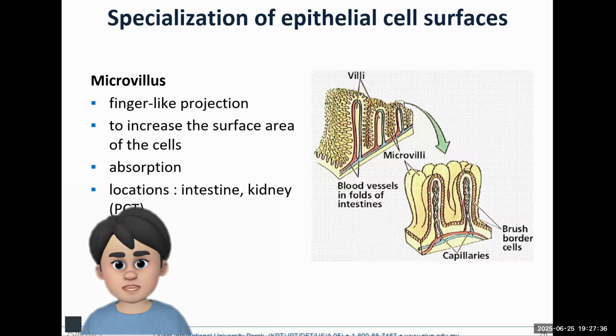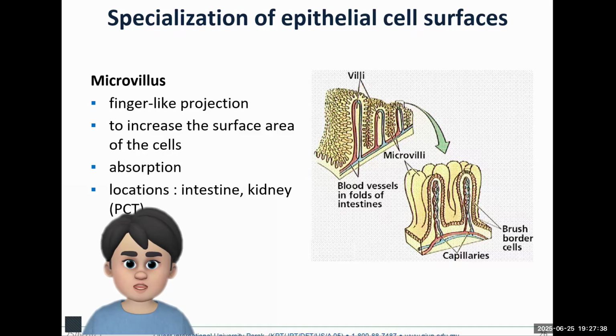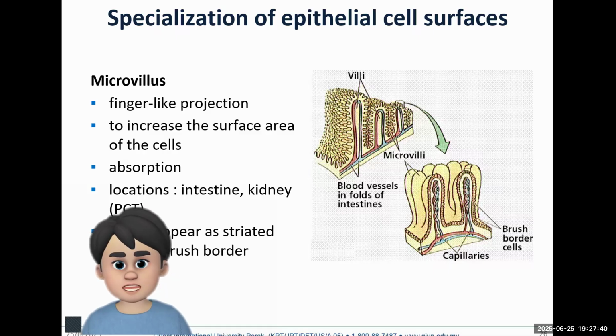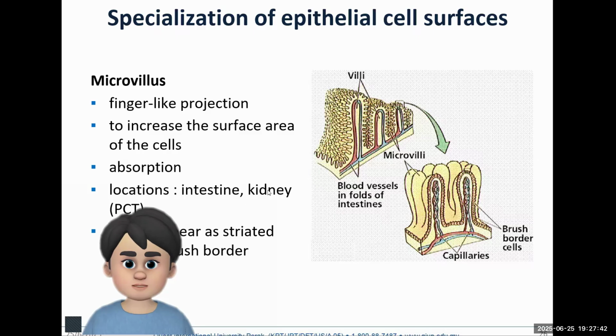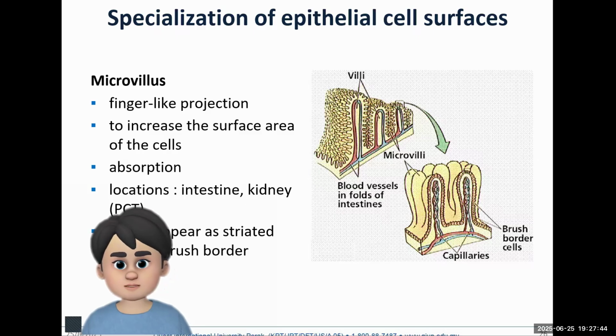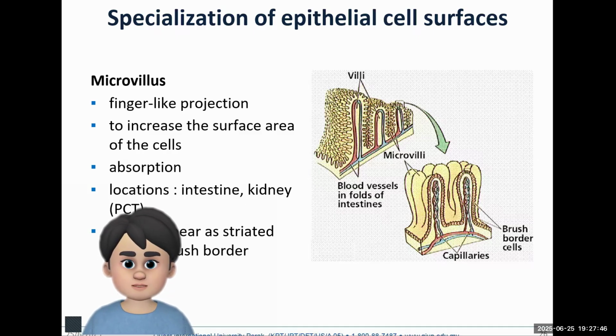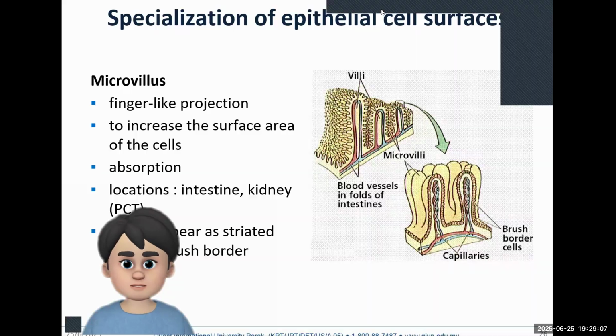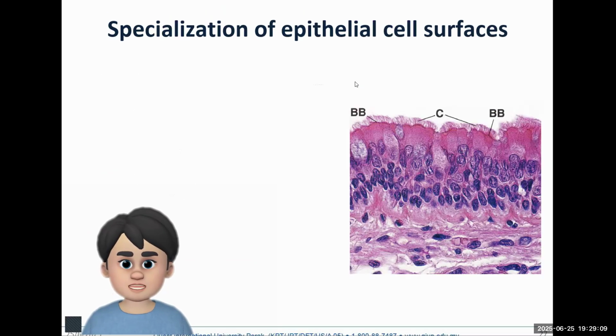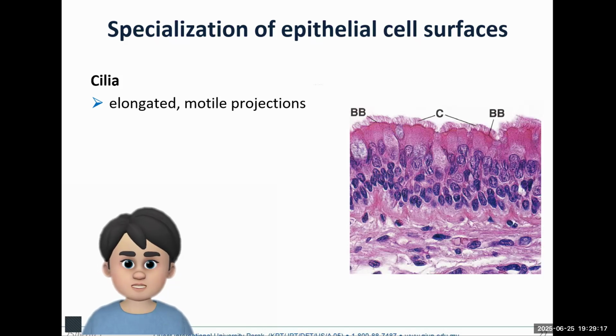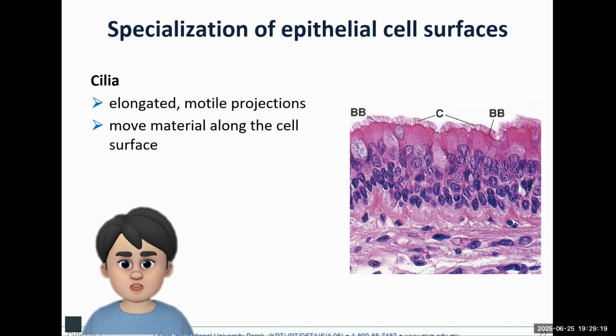Then absorption is a function, located in the intestine and kidney, right? They appear as a straight brush border. So what is LM? Specialized epithelial cell surfaces. Cilia: elongated motile projections that move materials along the cell surface.